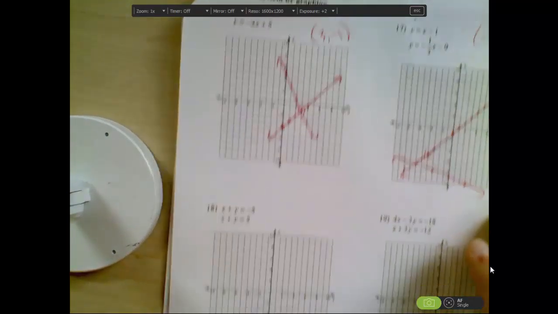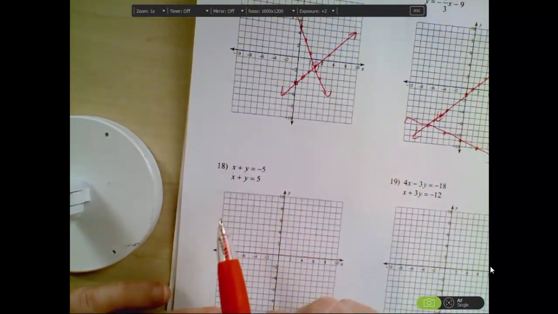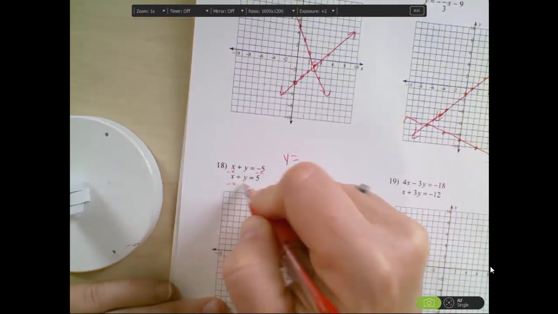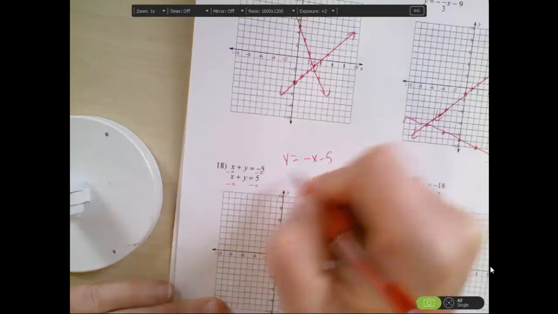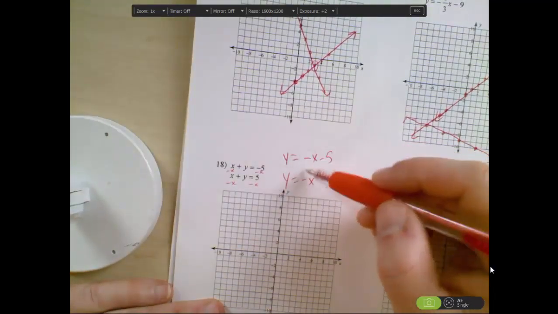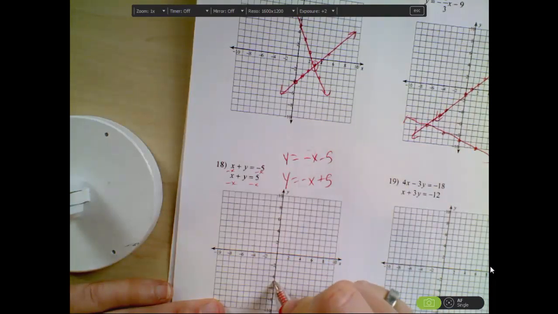And again, you can plug in x and y and you'll see that it comes out to be true. Now we need to get these lines into y equals mx plus b form. So I'm just going to minus x from both sides on both of them. So I get -x minus 5, -x plus 5. You should recognize from here that these have the same slope, which means they're going to be parallel.